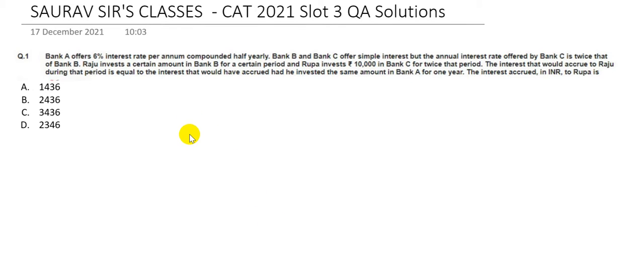Today we are going to discuss the CAT 2021 Slot 3 QA solutions. This is the first question that says that Bank A offers 6% interest rate per annum compounded half yearly. Bank B and C offer simple interest, but the interest rate offered by Bank C is twice that of B.